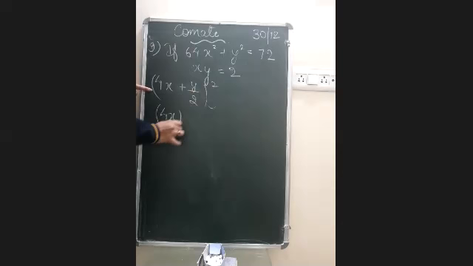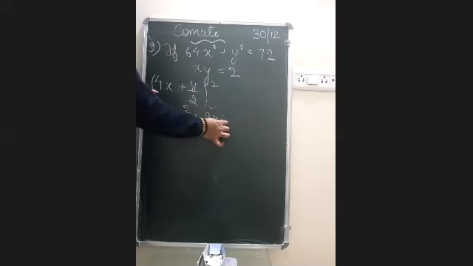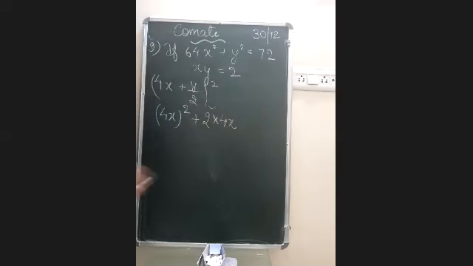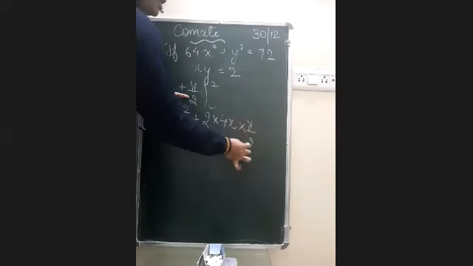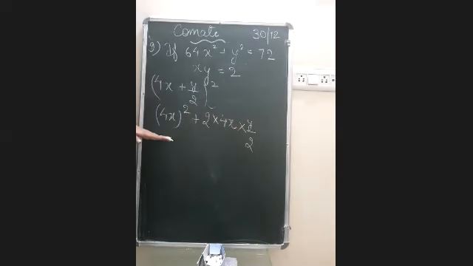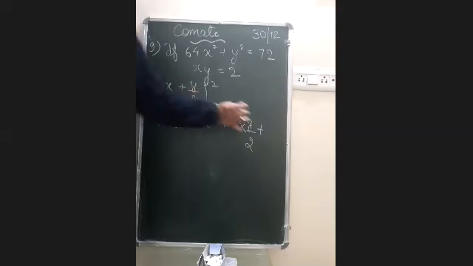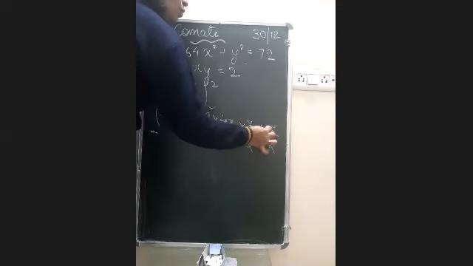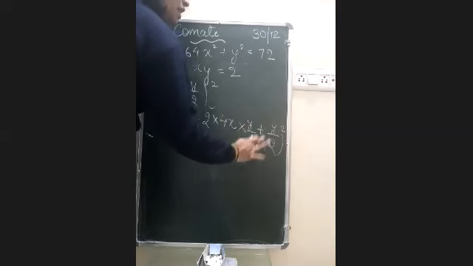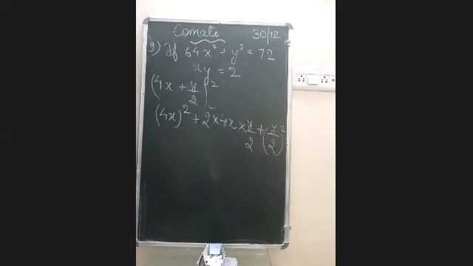So a square means we have taken the whole 4x square, plus 2ab comes in between, so 2 into a, meaning 4x, and b means it would be y upon 2, that is 2ab. Now a square plus 2ab, now this is plus b square. So b square means we have (y upon 2) the whole square. Okay, I have put the values here only.